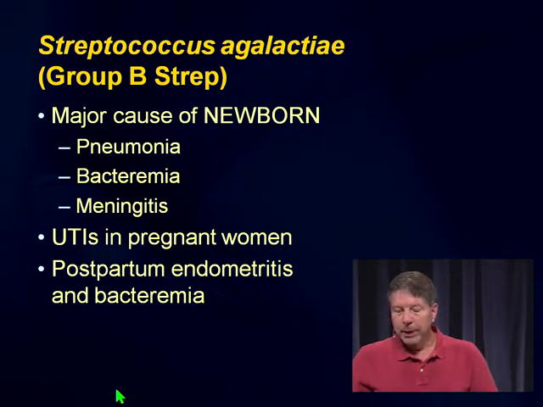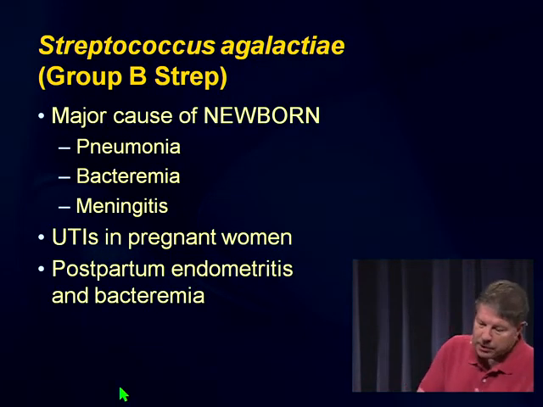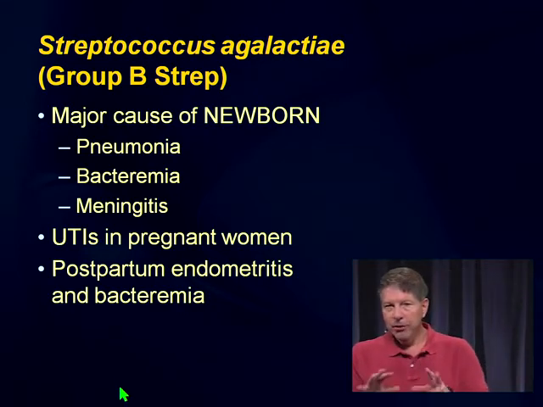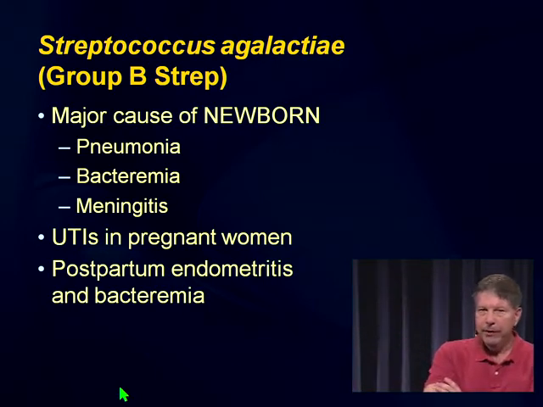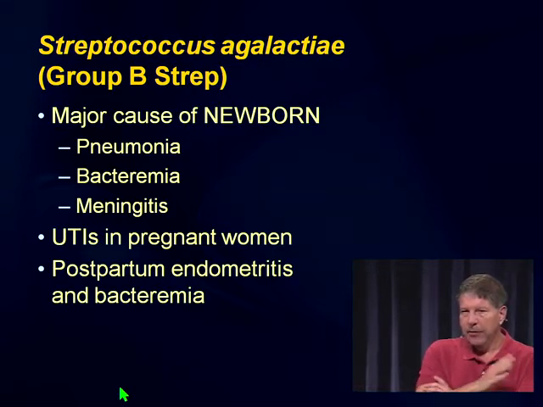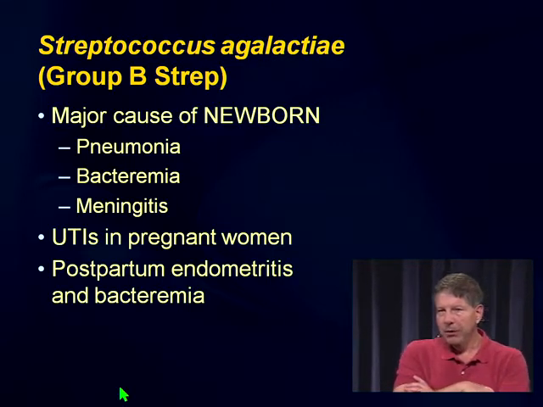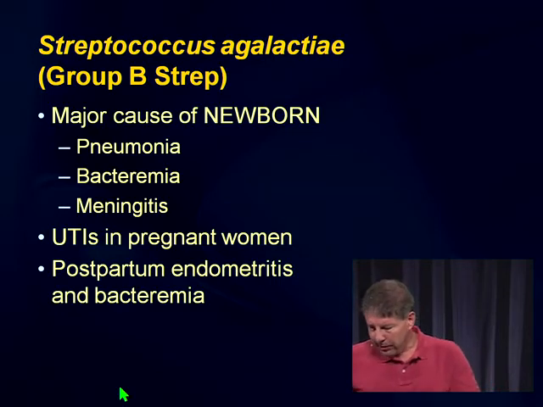All right, Group B. Group B is in boy strep. So this is a major cause of newborn pneumonia, bacteremia, meningitis. And here's where the age of when things happen makes a huge difference in the presentation. So you need to be familiar with these. Also it can cause UTIs in pregnant women. And then if the mom gets sick after delivering the baby, we worry about postpartum endometritis or bacteremia from group B strep.